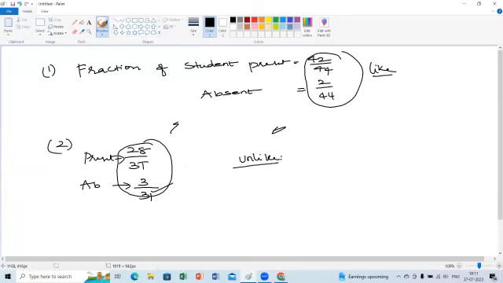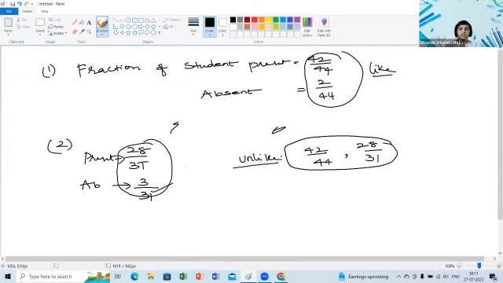So, what is Adrit's class fraction of students present for the day? It is 42 by 44. And coming to the other student, Shivram, it is 28 out of 31. These two are what type of fractions? Unlike fractions, ma'am. Why? Because the denominators are not the same, ma'am.